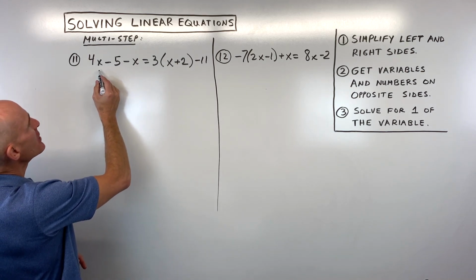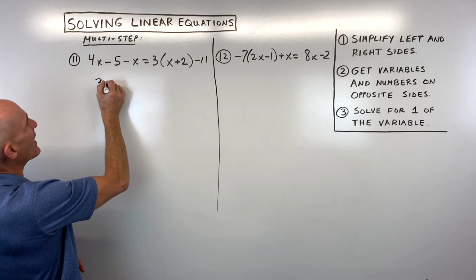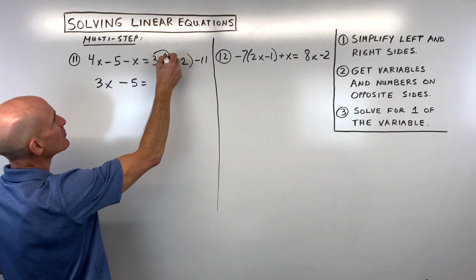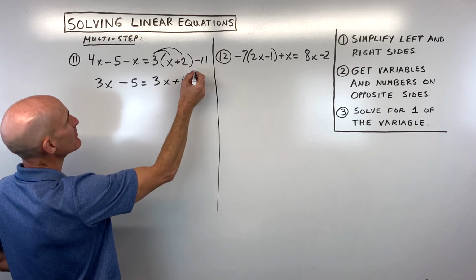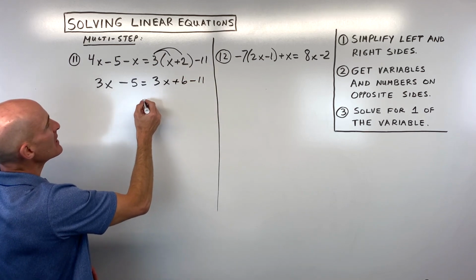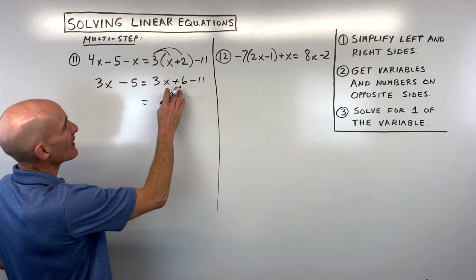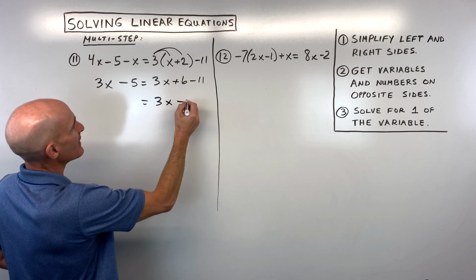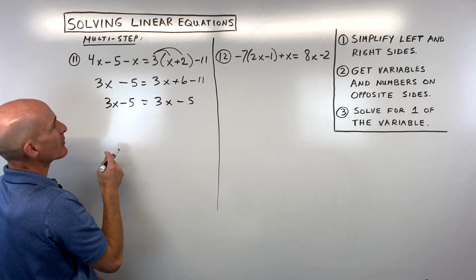But here we've got 4x and -1x. That adds up to 3x, and I'm going to bring down that -5. Over here on the right side, we're going to do that distributive property again. That's 3x plus 6, bring down the -11. Now we're still on the first step of simplifying the left side and the right side. I can see that I can combine the 6 and the -11. That's going to be -5. And here we've got 3x minus 5.